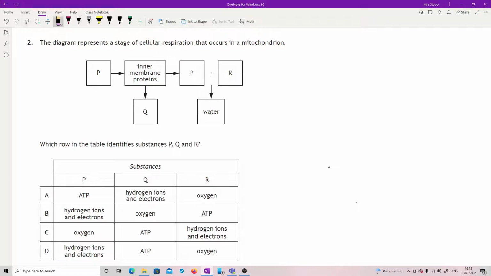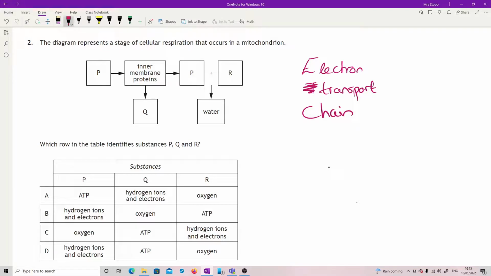Okay, question 2. The diagram represents a stage of cellular respiration that occurs in a mitochondria. Okay, you're told it's the inner membrane proteins. This should automatically be telling you that you're looking at the electron transport chain.